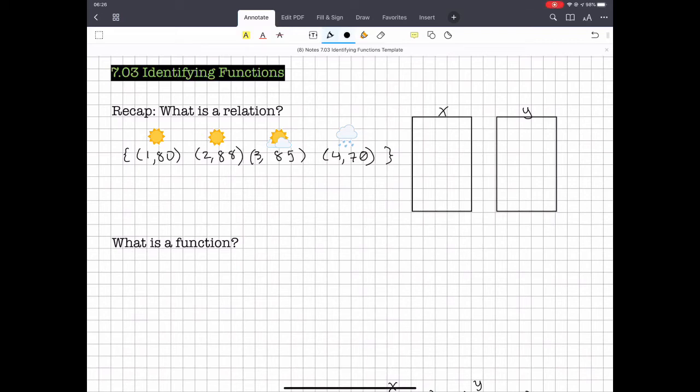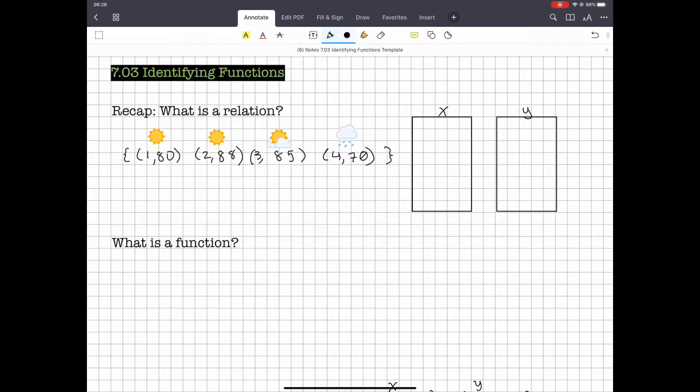In today's lesson, we're going to learn how to identify functions. Functions are special types of relations. But before we get into that, let's just recap what a relation is. So a relation is just a relationship between two sets of numbers, or two sets of data.